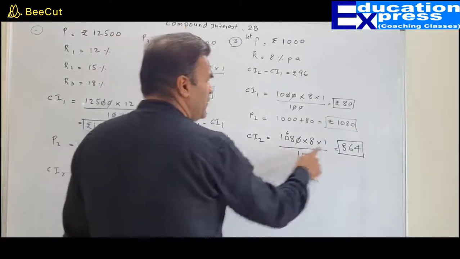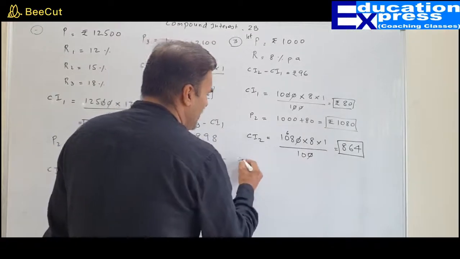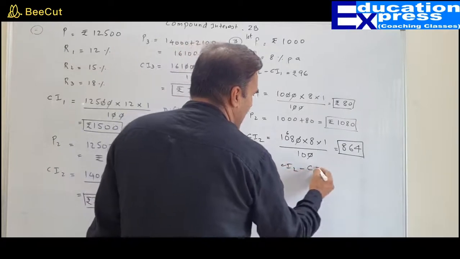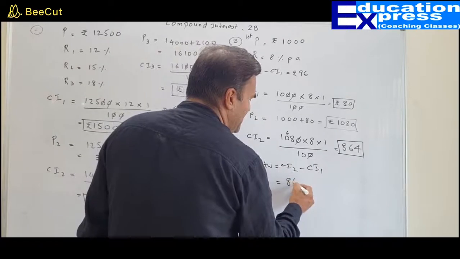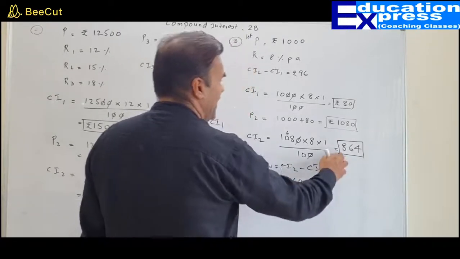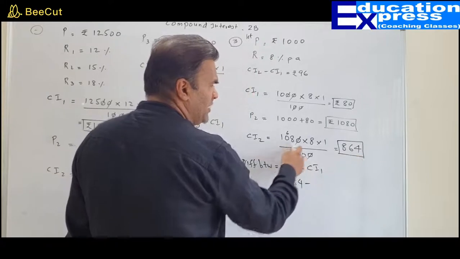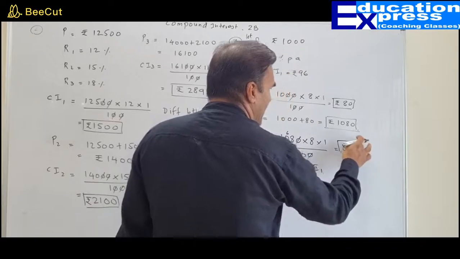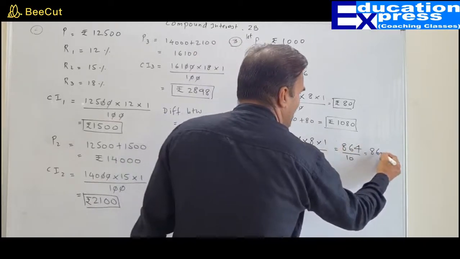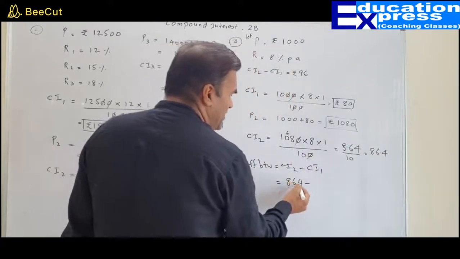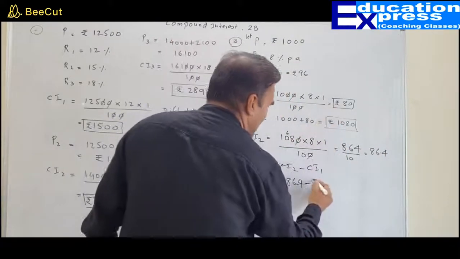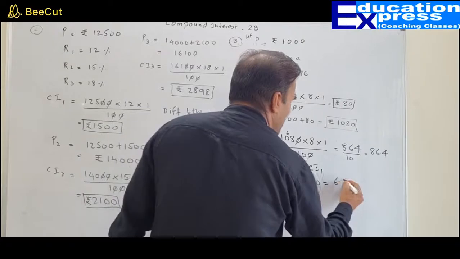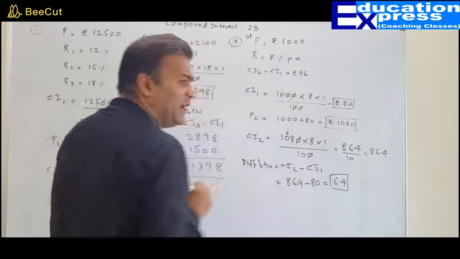So what is your compound interest for the second year? 864. So what is the difference? Difference between CI2 and CI1 is how much? So 864 upon 10, 864 divided by 10, that would result in 86.4. So 86.4 minus 80, that will give you how much? 86.4 minus 80 would be 6.4. Absolutely right. This is the difference.